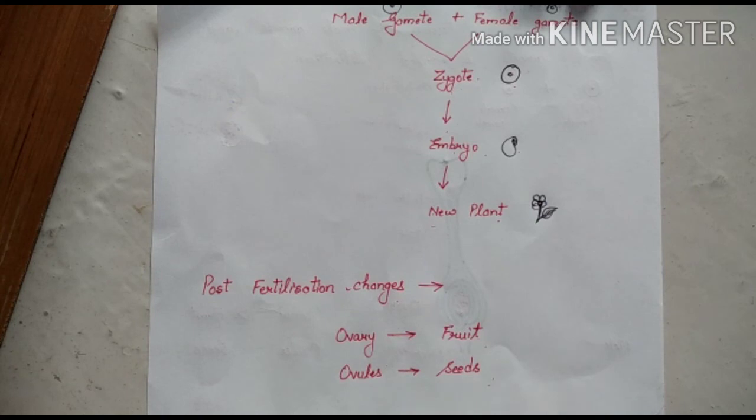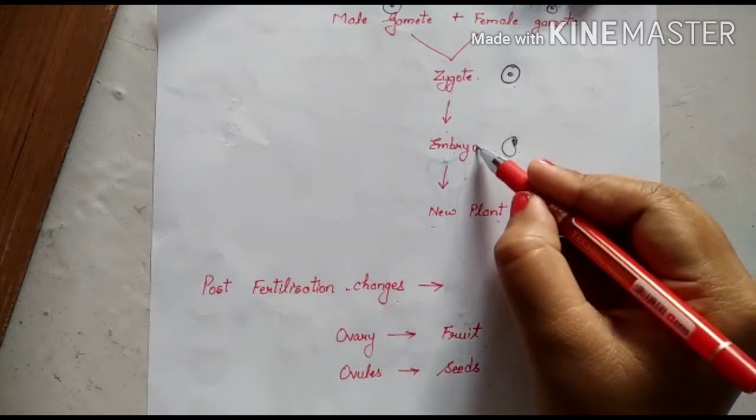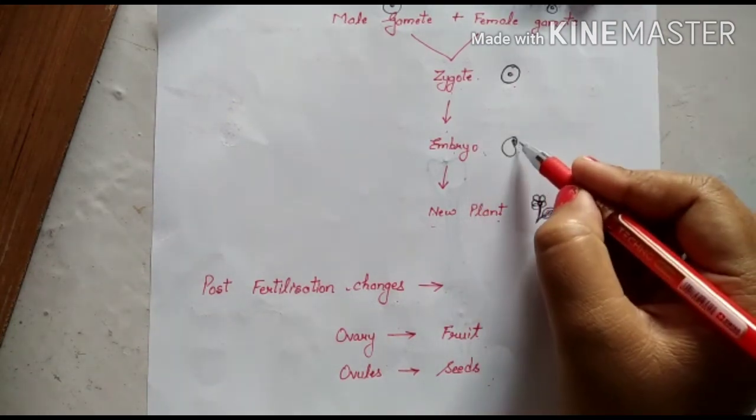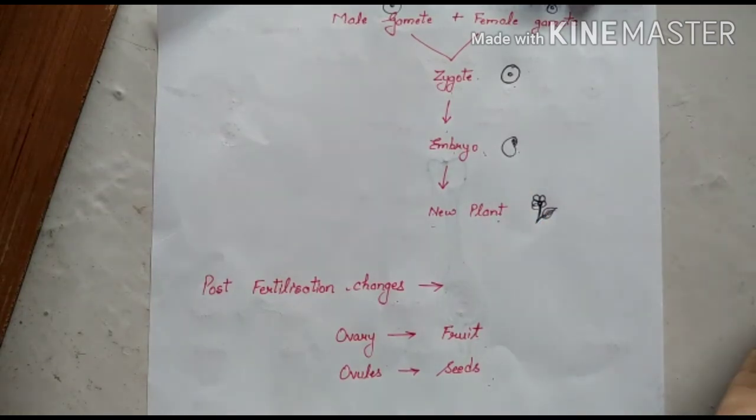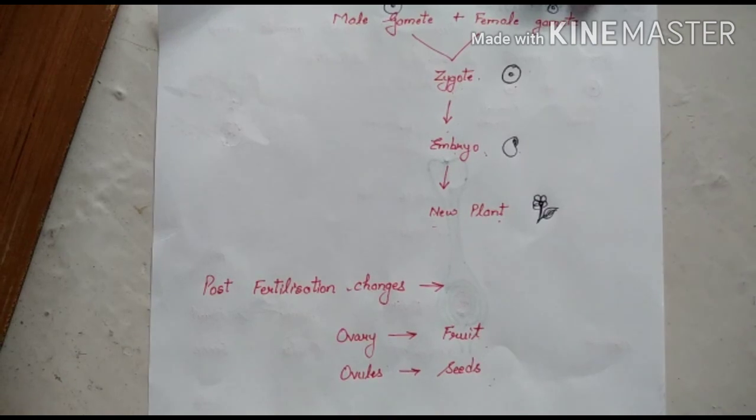Now after fertilization, in the embryo, radicle develops into roots and plumule develops into shoot. And after this development, they form a new plant.